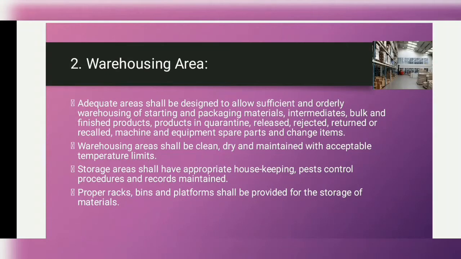Now let us see about the warehousing area. So there must be adequate area for warehousing of starting and packaging materials, intermediates, bulk and finished products, products in quarantine, released, rejected, returned or recalled products, and also there must be sufficient area for orderly warehousing of machines and equipment, spare parts and change items.